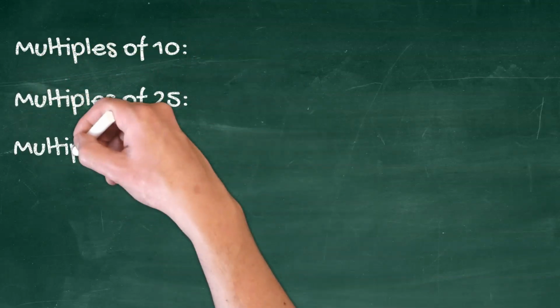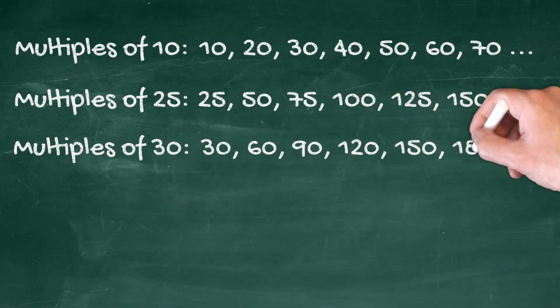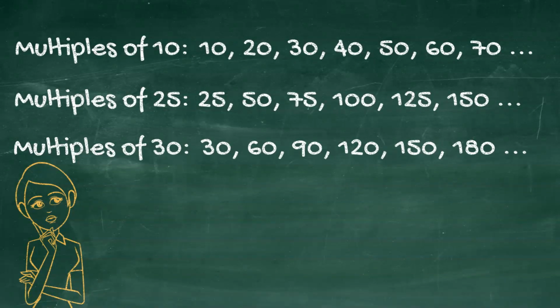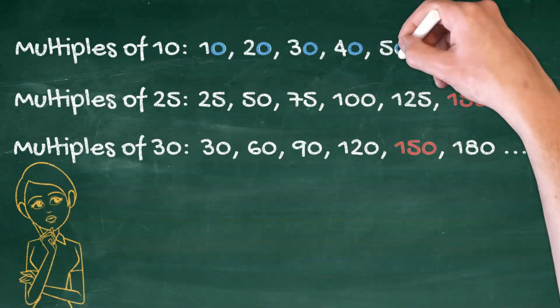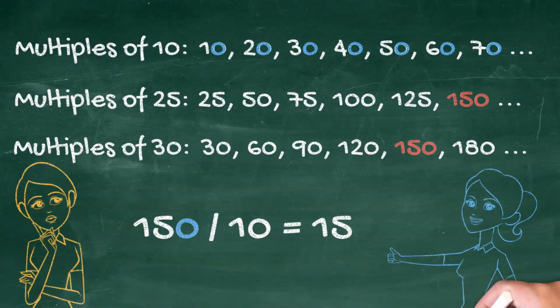Let's look at one more example, this time between 10, 25, and 30. Let's look for a number that appears in all three lists. There's no least common multiple yet, but there is a pattern. 150 appears as a multiple of both 25 and 30, and because 150 ends in 0, we know it is also a multiple of 10. We can divide 150 by 10 to confirm the answer is a whole number, just to be sure the pattern checks out.